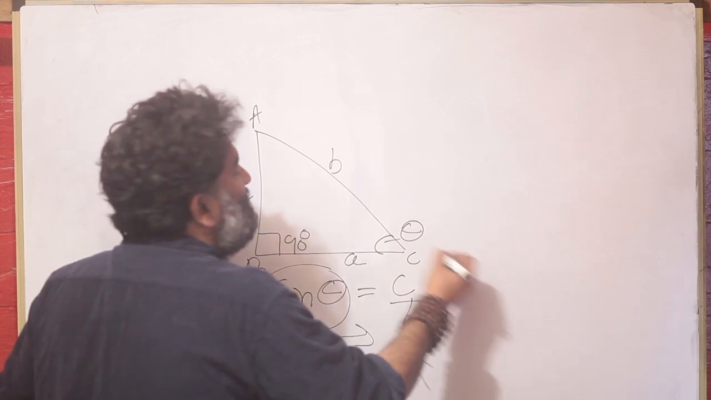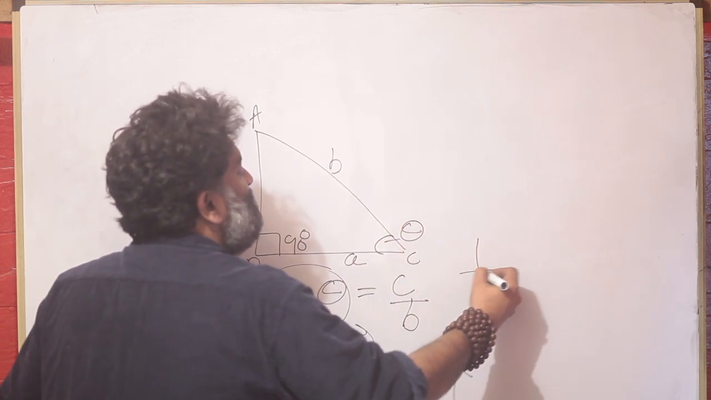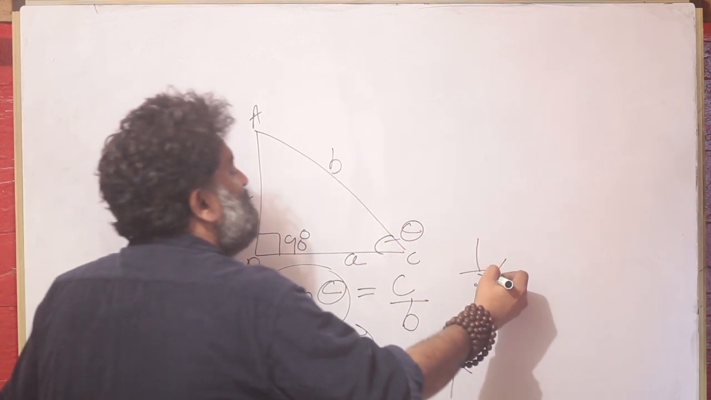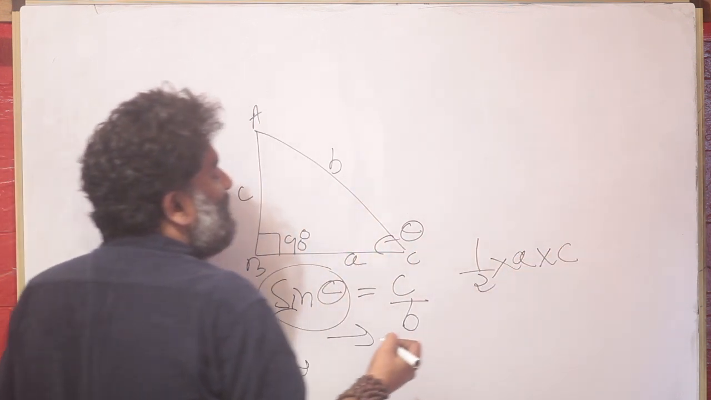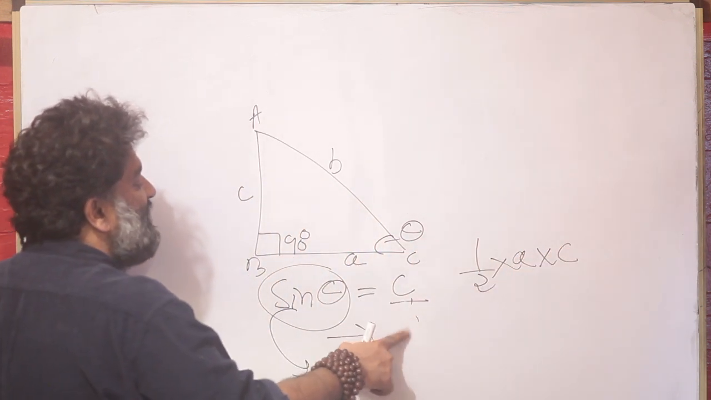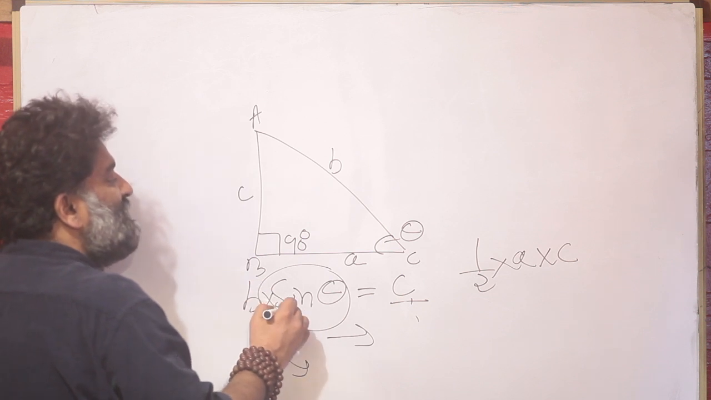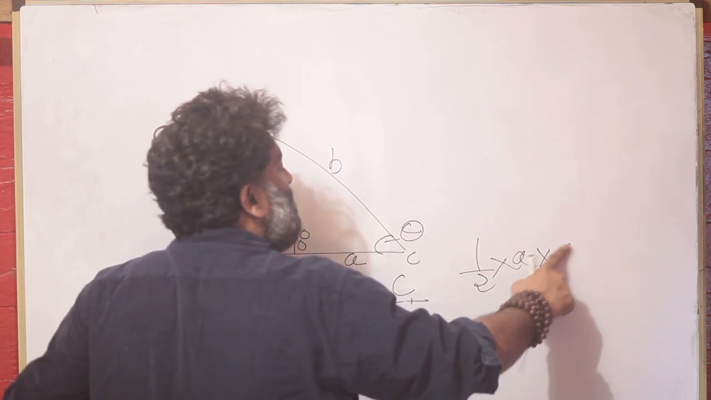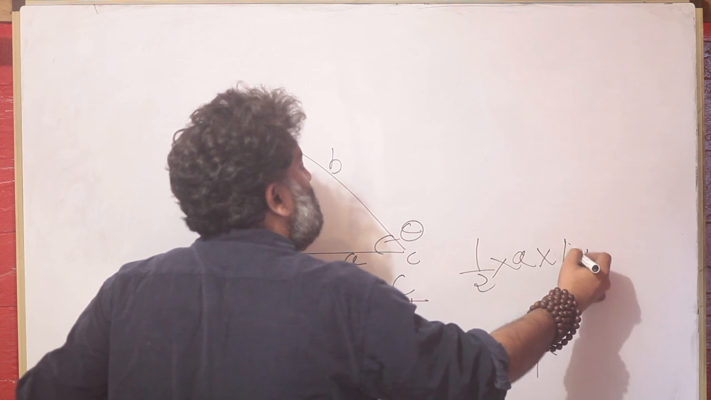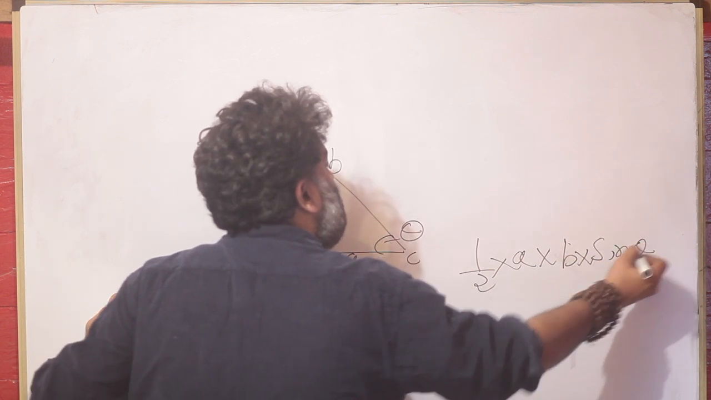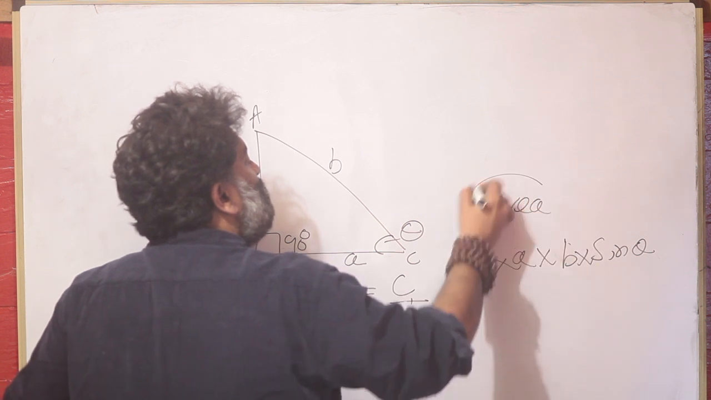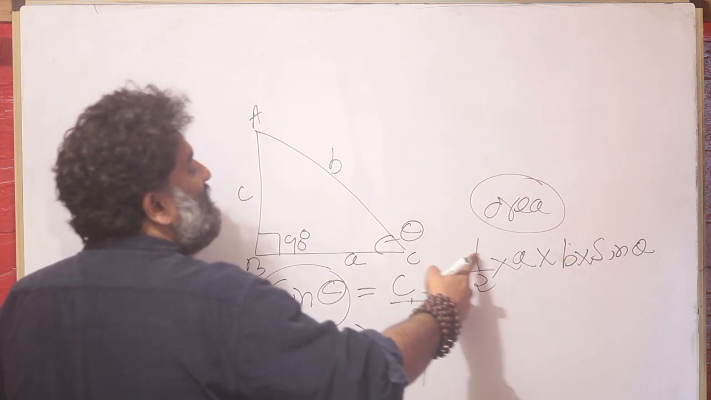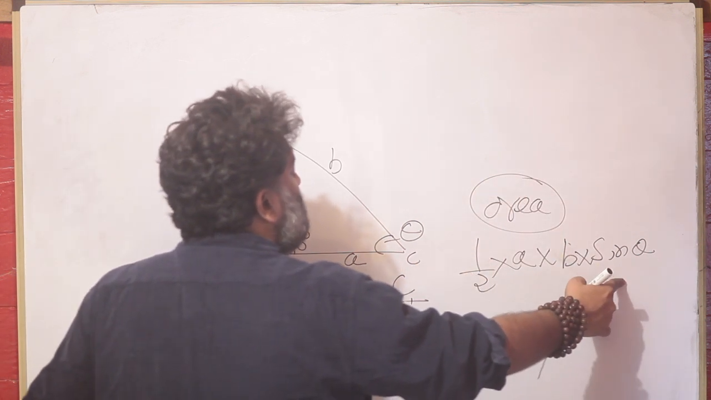And if I consider the area of this triangle, it is going to be half base into the height, which is C. Instead of C, can I not write sine theta into B? And there you have it. You have a new formula for the area. Half A into B into sine theta.